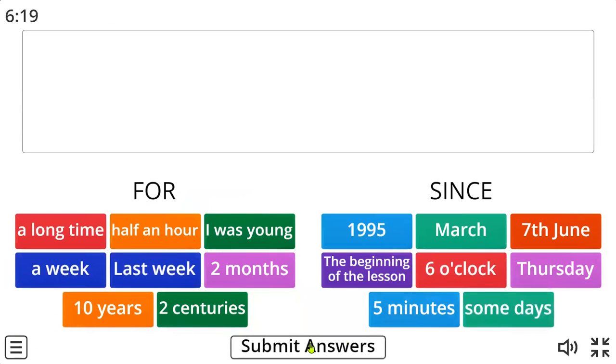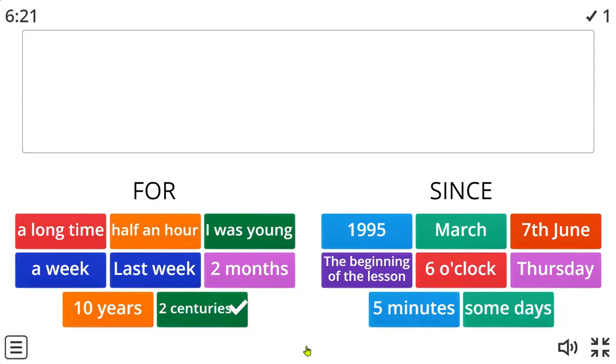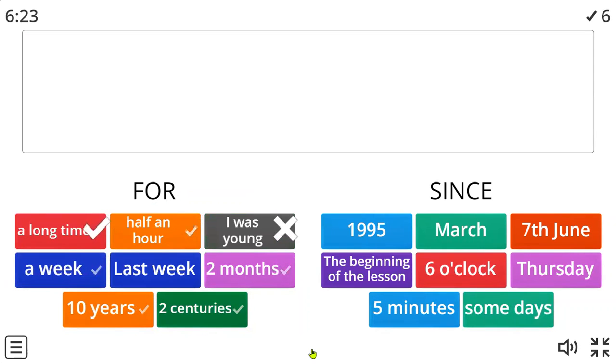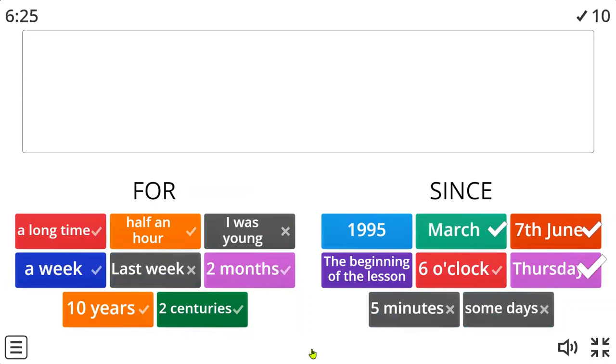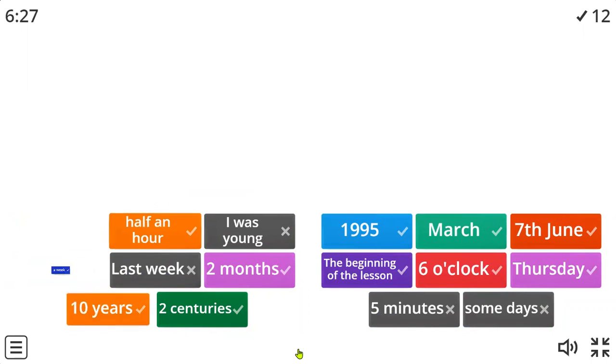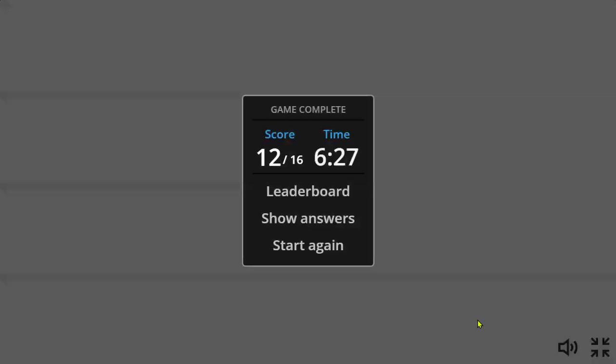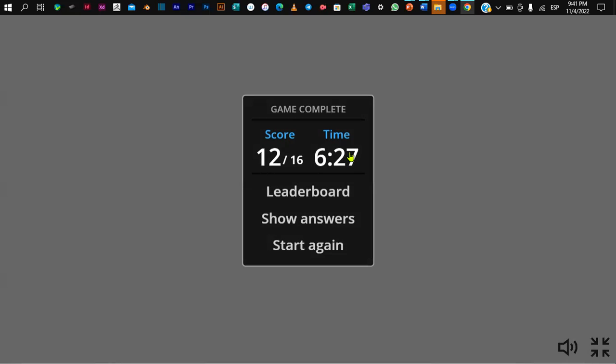Okay, let's check. Submit answers. Oh. Okay, some of them are not correct. But what happens? ¿Qué pasa ahí? Depending on the context, no es porque since una palabra va en since y la otra en for. Puede cambiar el sentido dependiendo. Right? No es así como que oh, tan sharp.